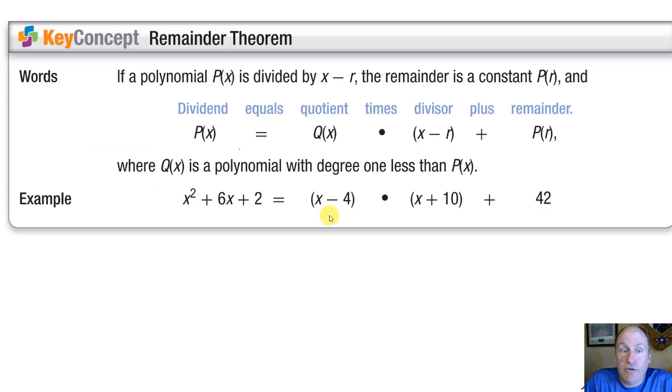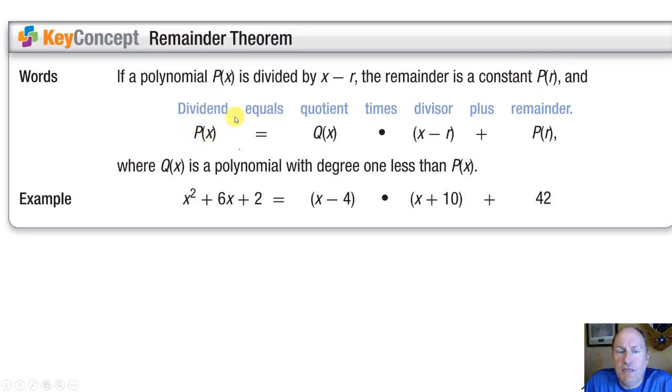So let's look at the remainder theorem. If we take any polynomial, let's call it p of x, and we divide it by x minus r, what we have left is a constant. And it turns out that constant is actually the value of the original function evaluated at that r value. That's a useful idea, particularly when it's 0, as we'll look at in the factor theorem.